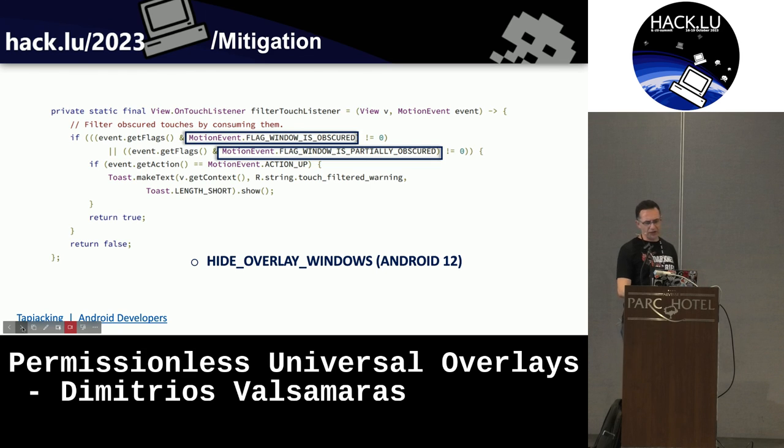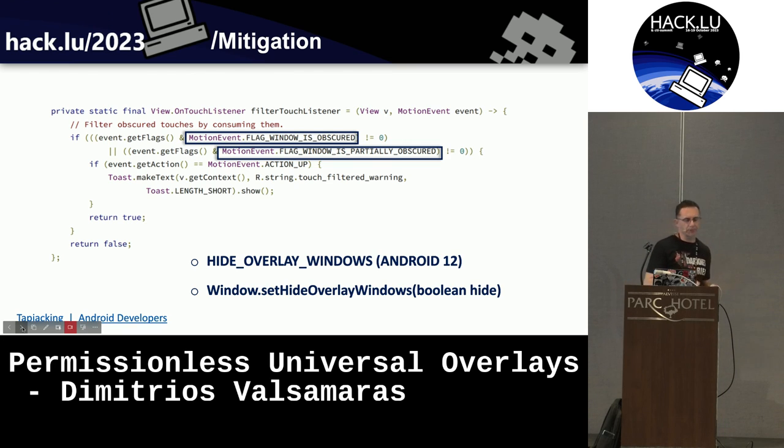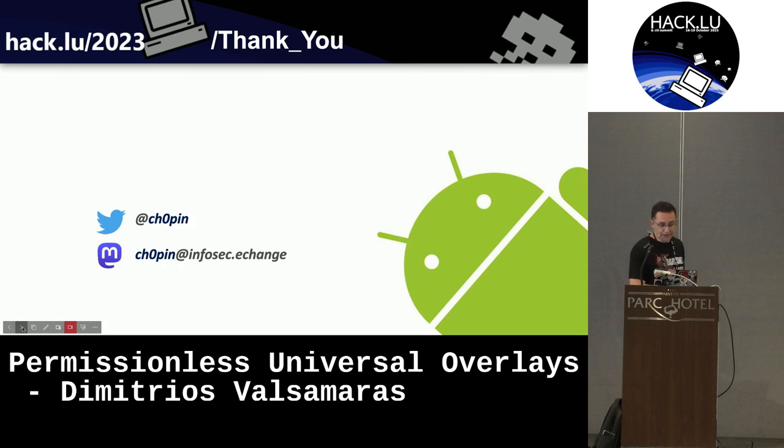Now, when it comes to Android 12 and after, we have the hide overlay windows permission, which allows you to use the specific API method. Although this won't protect you from this specific attack, it will protect you from toast type or system alert windows. All right, and with that, I will be happy to answer questions if you have any. Thank you very much.